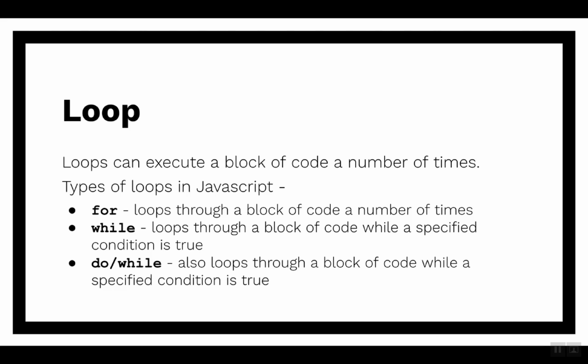You need to be familiar with for, while, and do while loops. With for, you loop through a block of code a number of times. You specify the number of times, and it will run that block of code for that specific number of times. In the while loop, unless and until the condition is false, the loop will keep on running. And in do while, even if the condition is false, the loop will at least run once. So these are the loops.